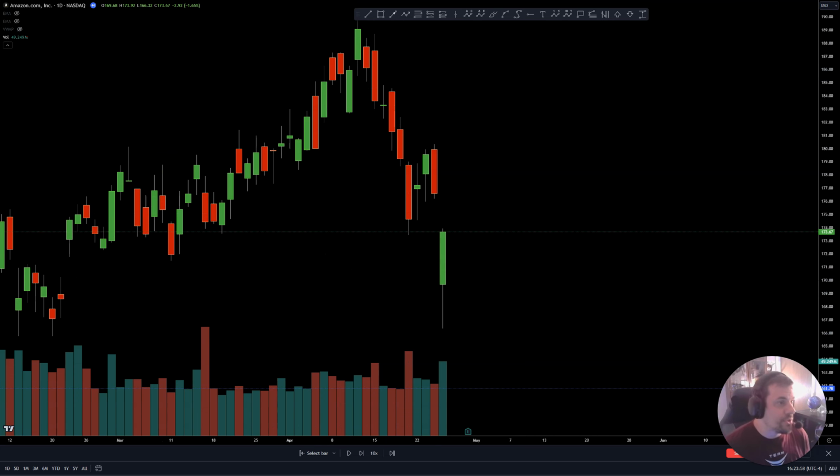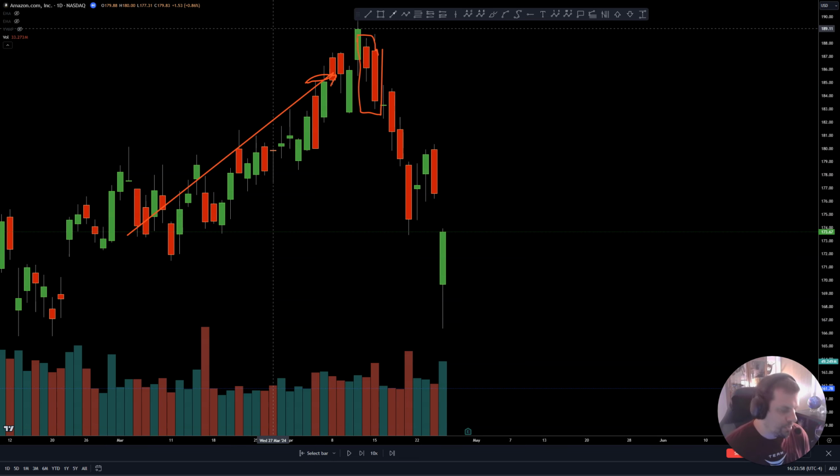So again, let's reiterate here. We've got a strong move up, and we want to see a downward move of at least five, more than five candles. Something like this, where it's just a short down move, is not really something that we're particularly looking for.